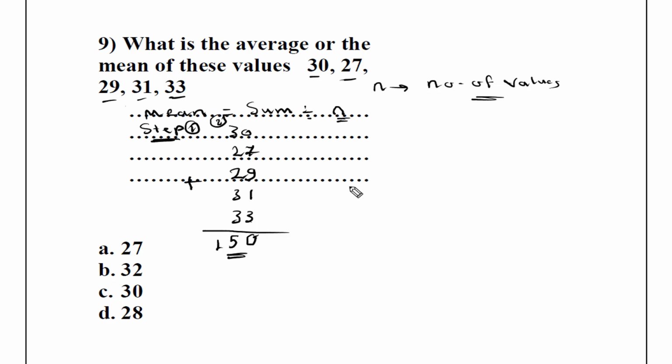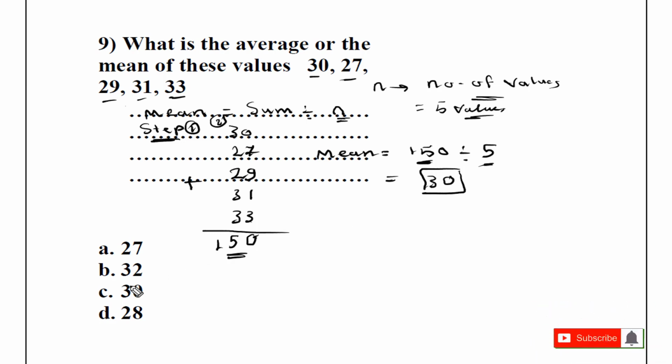So the number of values equals what, guys? We can count it. It will be 5 values. N will be 5. So mean equals 150 divided by 5. We can find it mentally. The basic fact, 15 divided by 5, it will be 3. And how many extra 0s do we have? Just 1 zero. So we write 0. So the mean will be 30. The correct answer is C.